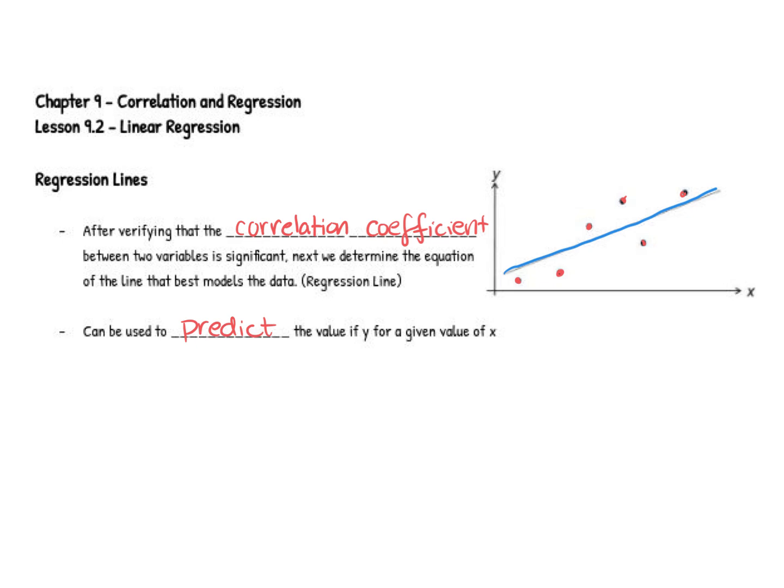So like in lesson 9.1, we had our GDP and CO2 levels. So if you had a regression line for it, you could give a GDP and you could predict what those CO2 emissions would be.